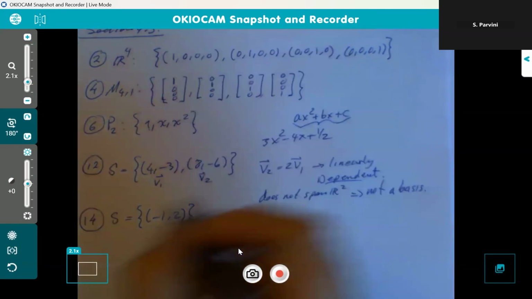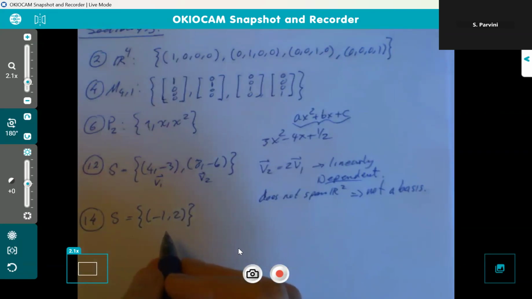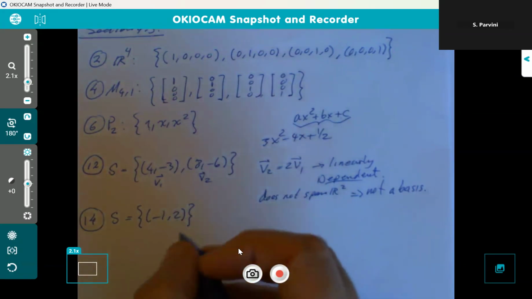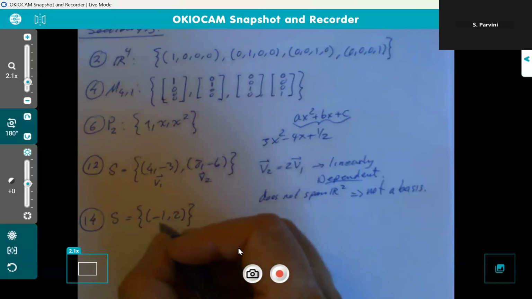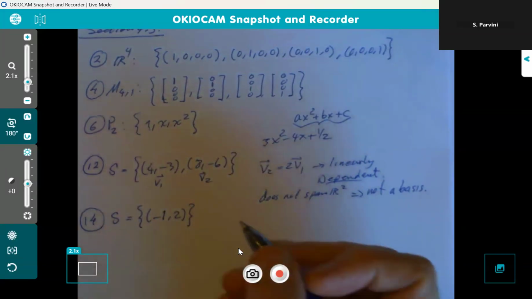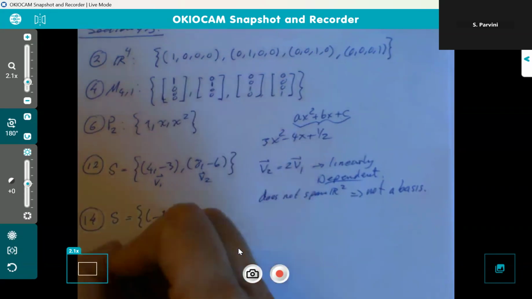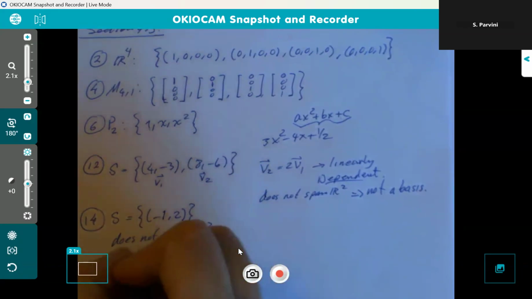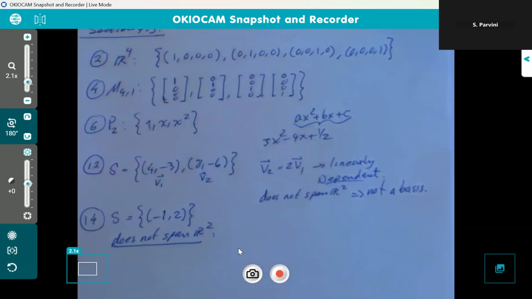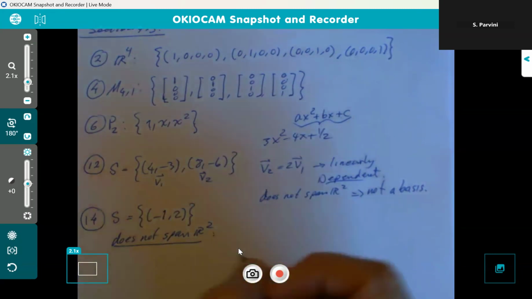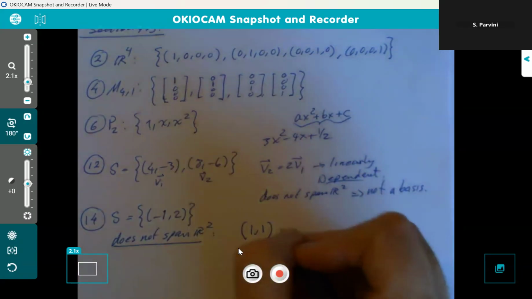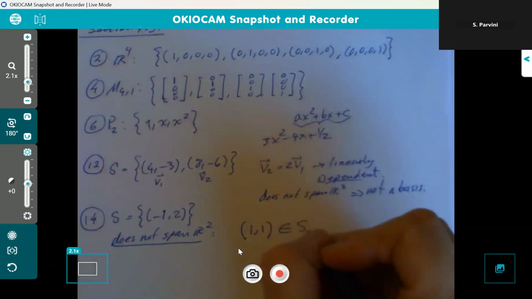Now, number 14, let's see if this is, how about this one? Is this vector linearly independent? Right? So for this one, the vector is actually linearly independent because there's only one vector, but it doesn't span R2. Here's why. This one does not span R2. Remember, to span R2 means you can write every vector as a linear combination of these two, right? So for instance, for this one, if you look at vector 1, 1, it doesn't belong to the span of S.